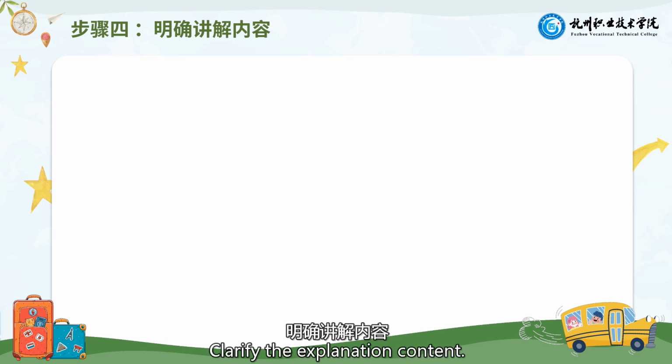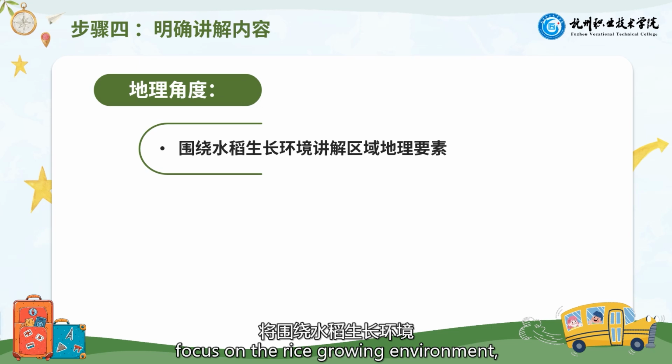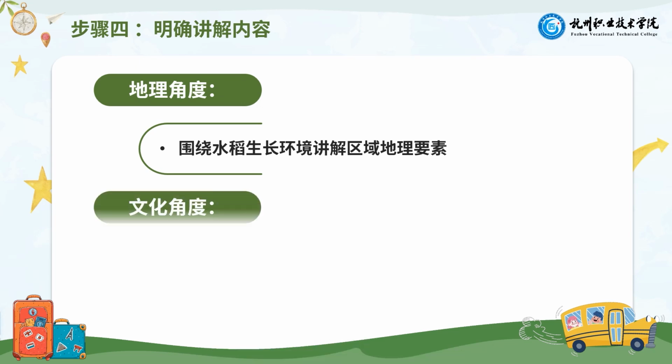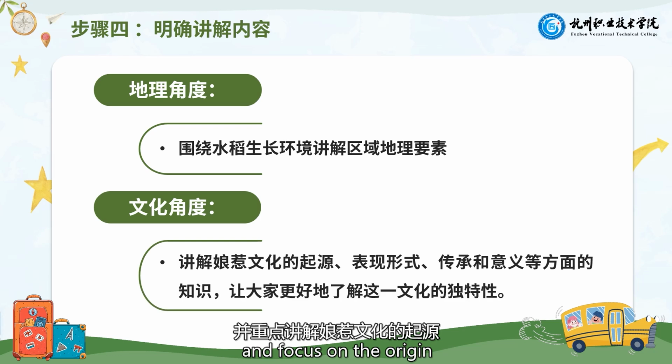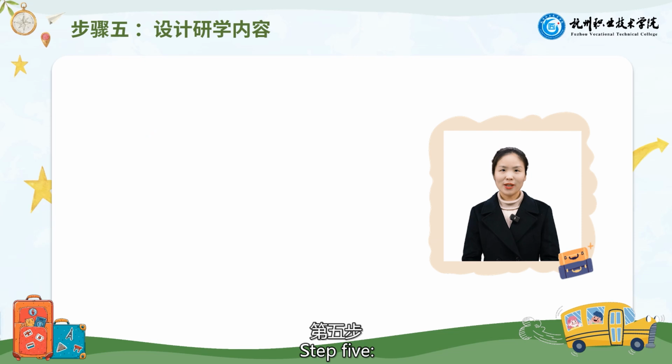Step 4. Clarify the explanation content. Based on the established learning objectives, focus on rice growing environment, explain regional geographical elements, and focus on the origin, forms, inheritance, and significance of Peranakan culture to help everyone better understand the uniqueness of this culture. Step 5. Design research and study content.